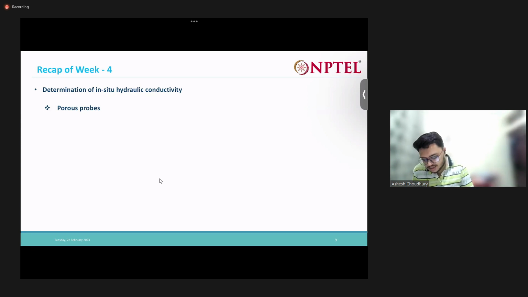So my first method is using porous probes. The porous probes are nothing but probes which are pushed into the soil, and then water is allowed to come out of those probes.